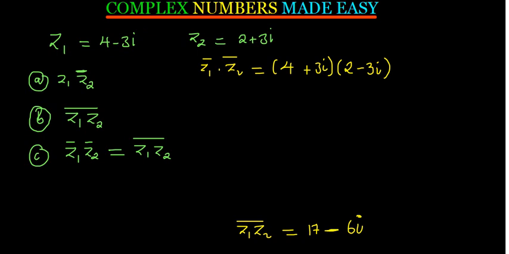So you've seen also for Z2 I've changed the sign in the middle to negative because I also want the conjugate of Z2. Now let's multiply. 4 times 2 is 8. 4 times negative 3i is negative 12i. Positive 3i times 2 is 6i. And then positive 3i times negative 3i, that will be negative 9i squared. We know this is going to give us positive 9, right? Positive 9 plus 8, that is going to be 17, isn't it? And then negative 12 plus 6, we know that is going to give us negative 6i.